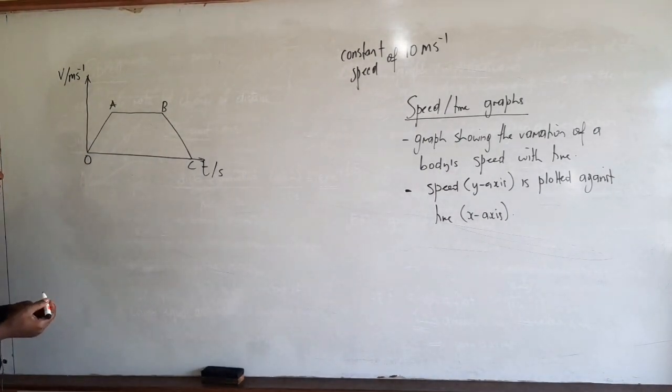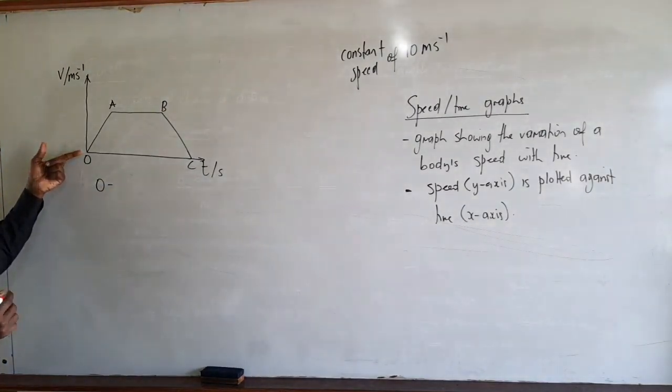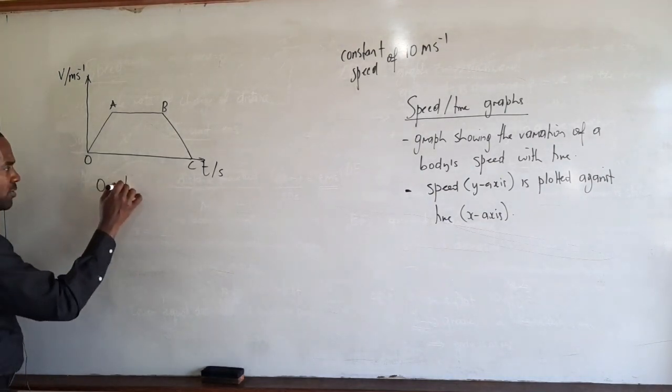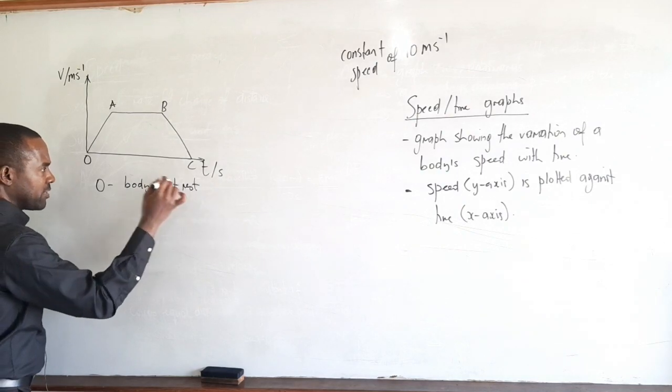Now let's analyze the graph. At O, the speed is 0 and therefore the body is at rest. So at O, the body is at rest.